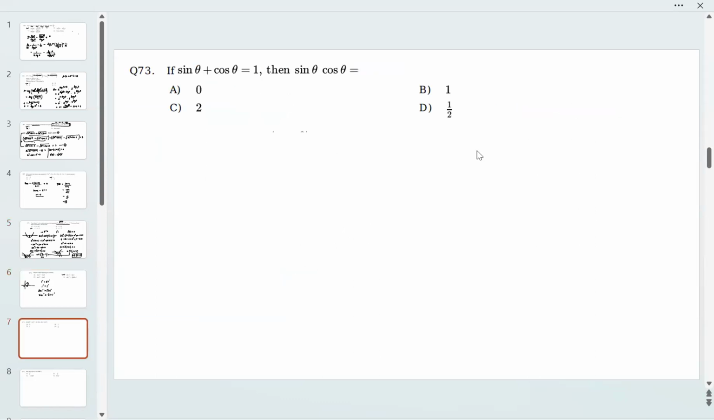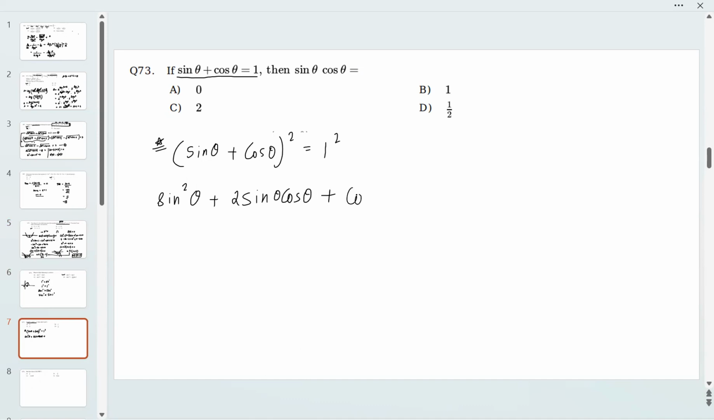Next, now we are into the set of trigonometric questions. A very good question. This equation is given. We have to find sine theta cos theta. The most important step is squaring both sides. If I square both sides, I will get (sine theta plus cos theta) whole square equals 1 square. Here we can write a square plus 2ab plus b square: sine square theta plus 2 sine theta cos theta plus cos square theta equals 1.